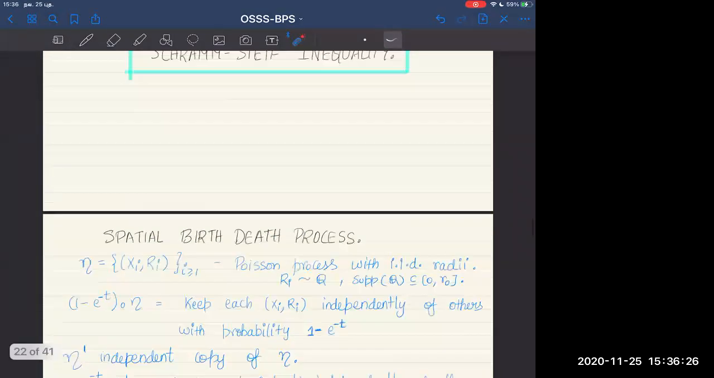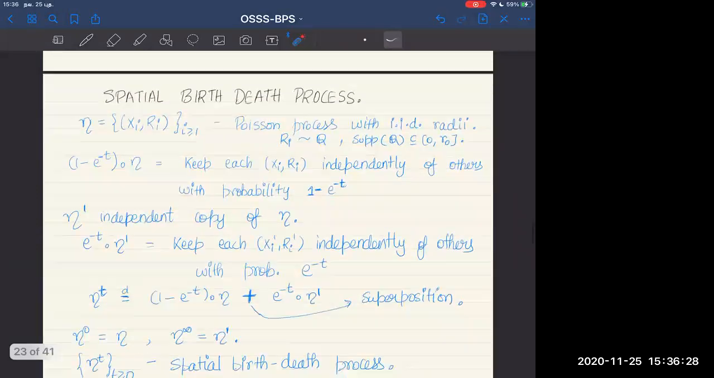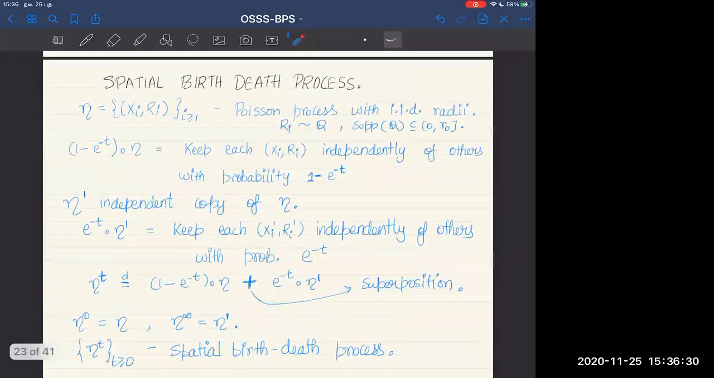For this, the broad philosophy, or the thing I need apart from Poisson, is a dynamics on a Poisson point process. I want to keep updating my Poisson point process. So let me define a Poisson point process parameterized by time, which changes dynamically. It's what is called the spatial birth-death process. It's an extension of the birth-death chain to space.